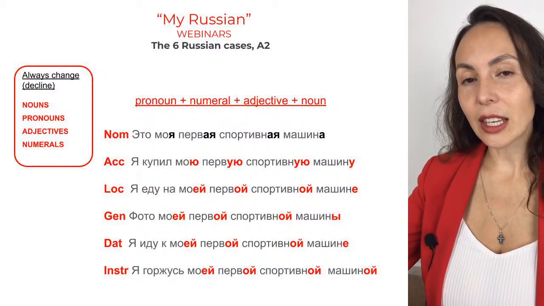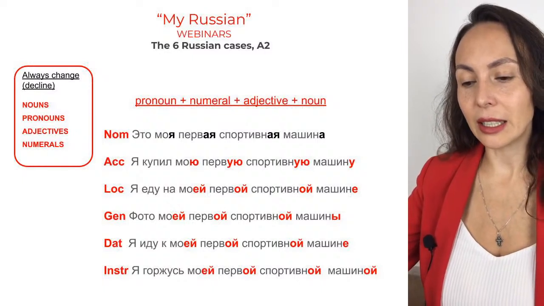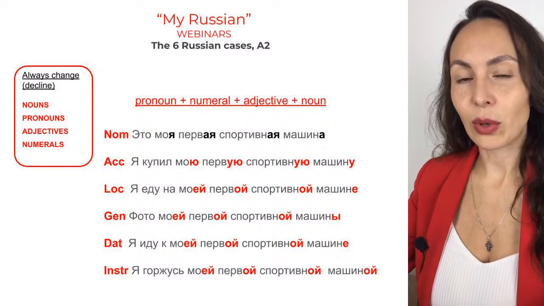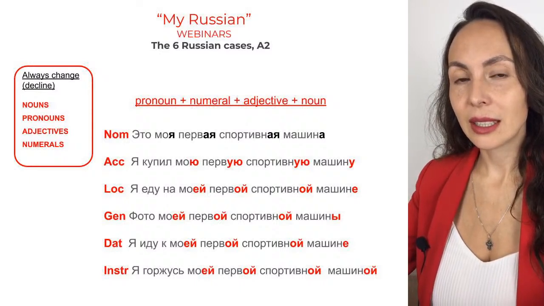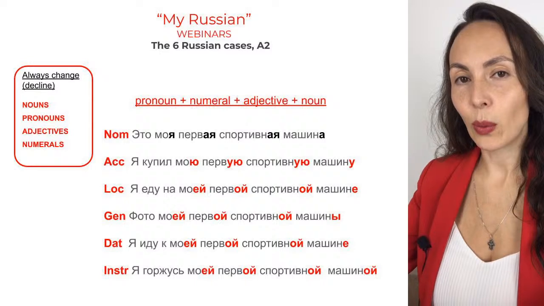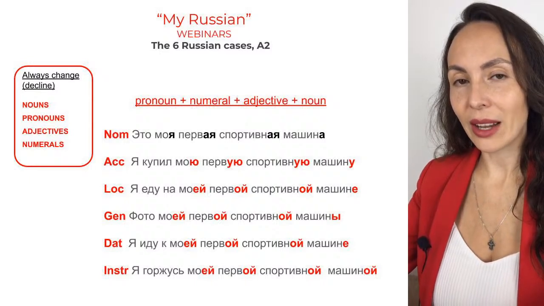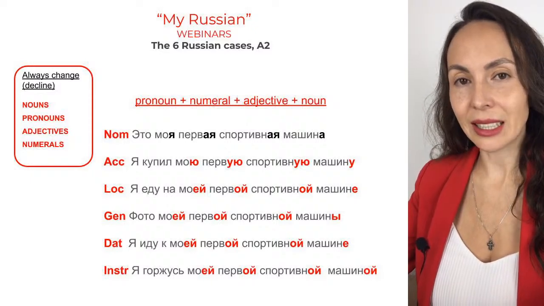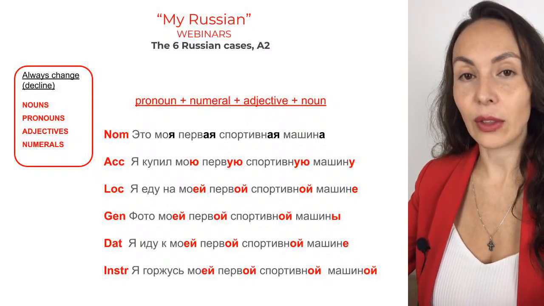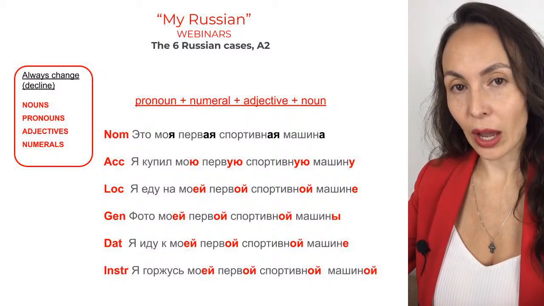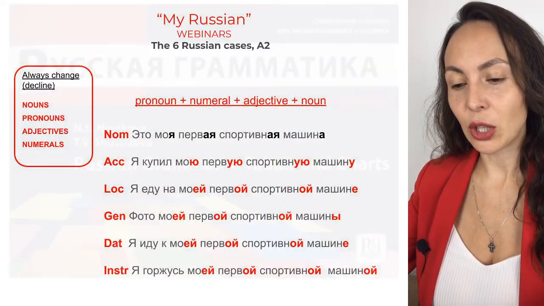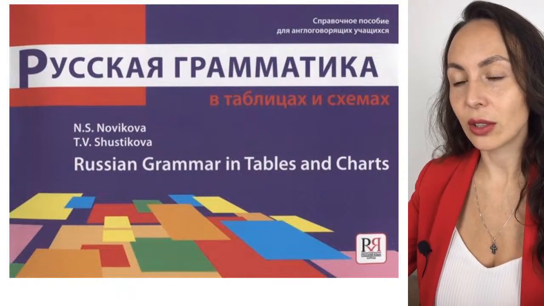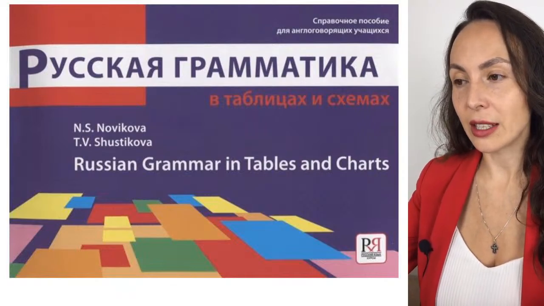I think it's more or less clear to you. Just remember 4 types of words. Nouns, pronouns, adjectives, and numerals, they all decline. If they are in the sentence, you have to be sure that they decline. Make sure that you change the endings.